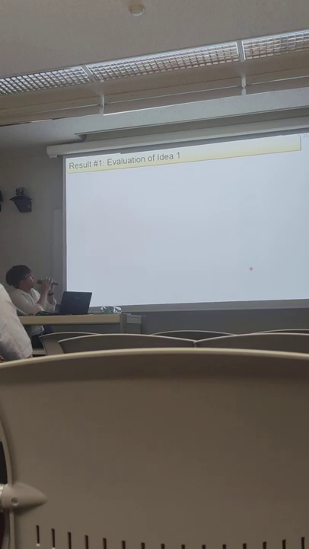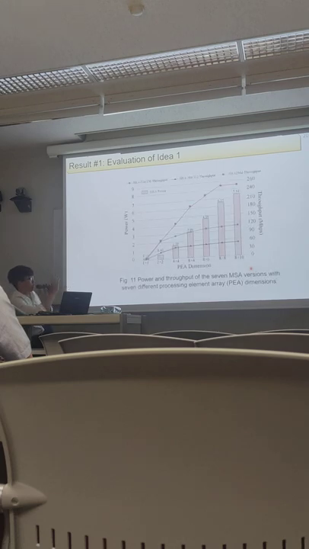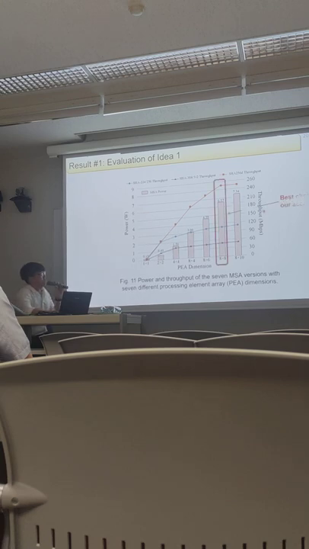The next part is a very important part, let us evaluate each idea one by one. So let us evaluate idea one. As I mentioned about idea one, it improved the flexibility. This is the power and throughput of seven accelerator versions with seven different processing element arrays. At each different processing element array, they can compute various SHA functions. And in this case, this is the best for our accelerator.